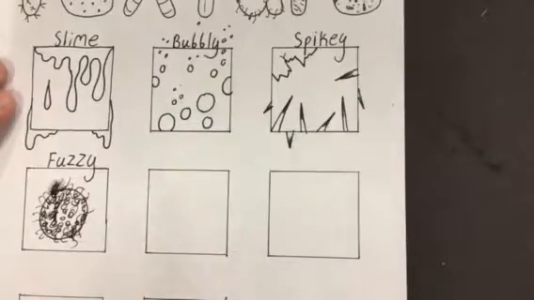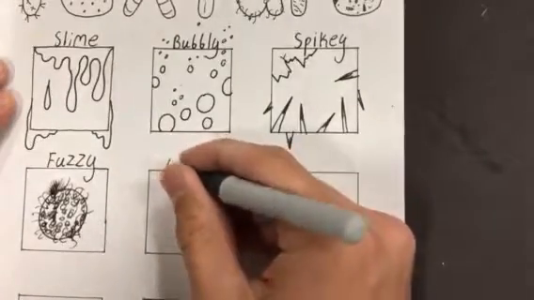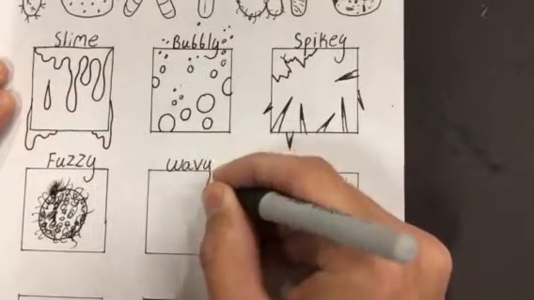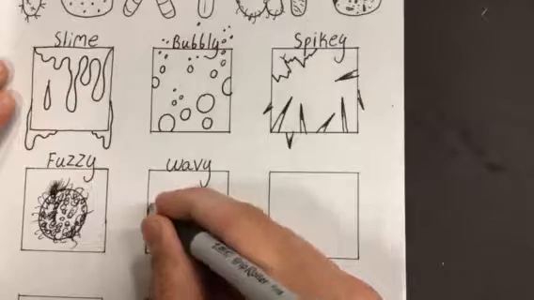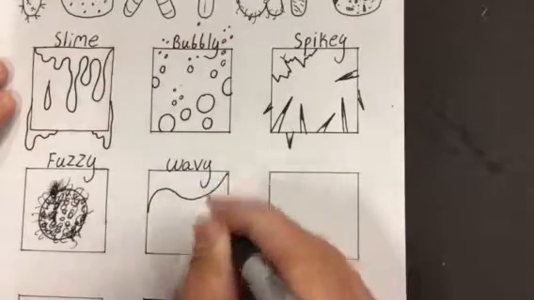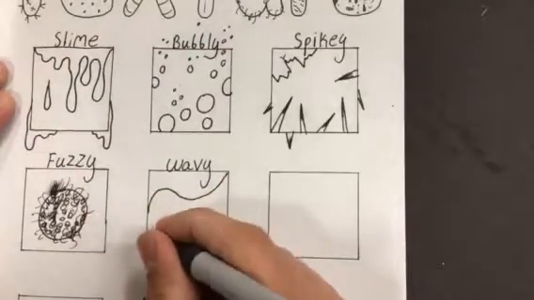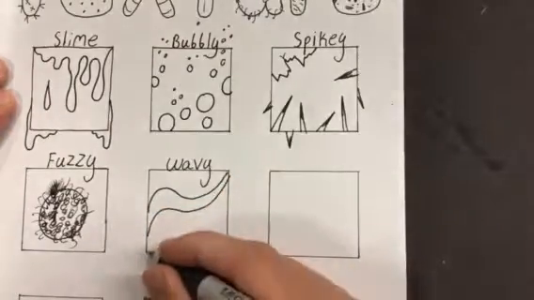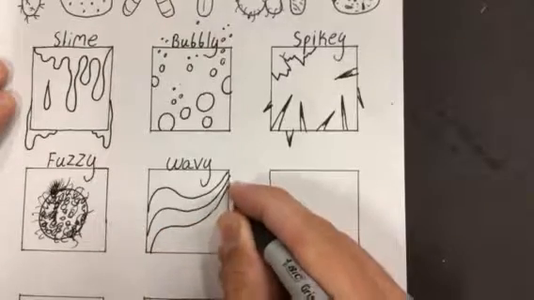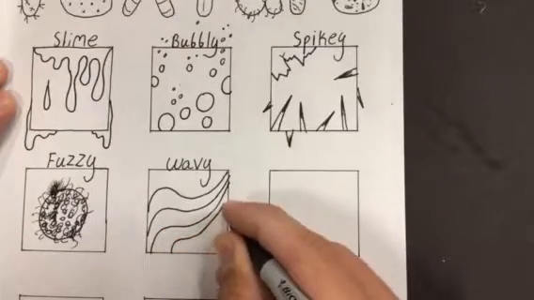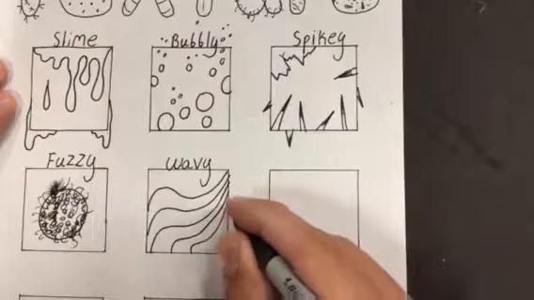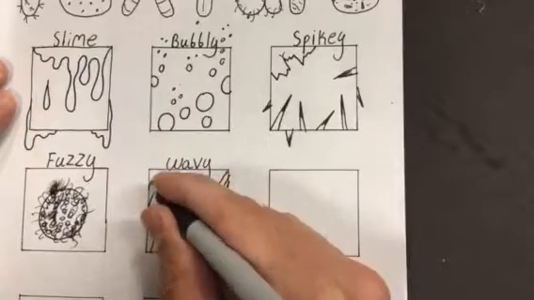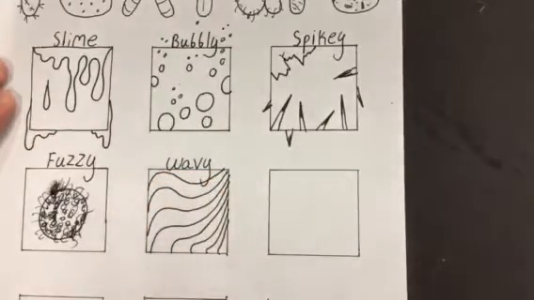Next, I'm going to do a made up texture. We're going to do wavy. And I'm going to start here. I'm just going to make a wave. Then I'm going to come down. It's going to be getting close to each other on this side and further apart from each other on this side. So this is just a made up texture. It's not a real texture, but it is still a visual texture. That's a wavy line.